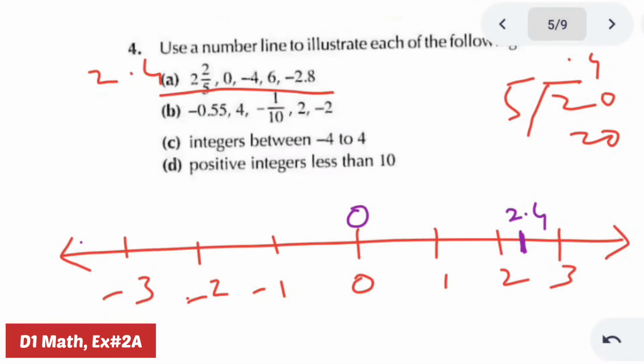And the next number is -4, so it will be over here. Then the number 6 will be after 4 and 5, so this number will be over here. And the next number is -2.8, so the -2.8 will be in between -2 and -3. So this is how we have to arrange different numbers on a number line, and the rest of the part of this question will also be solved in the same manner.